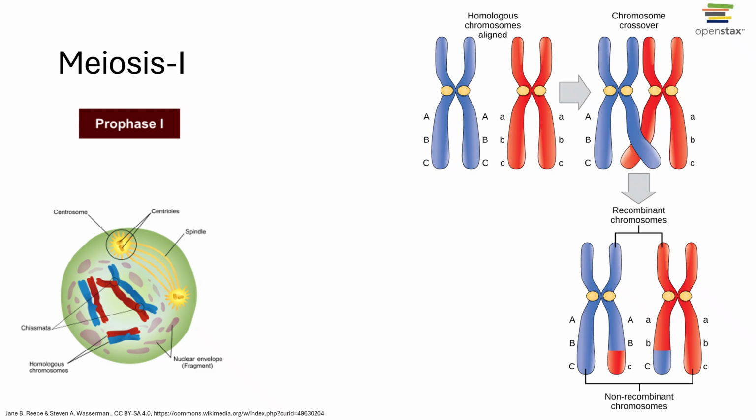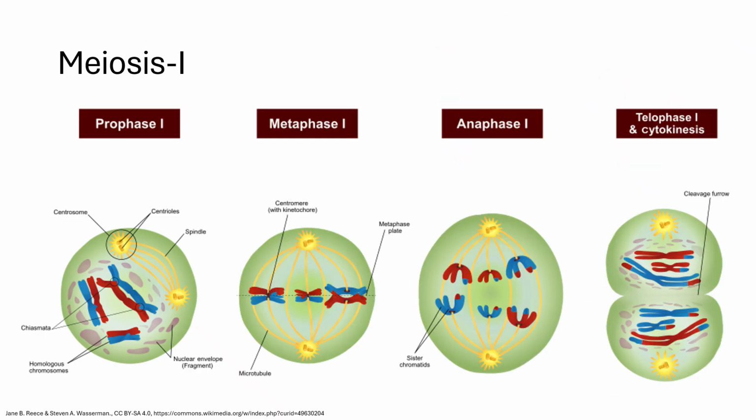During prophase I, homologous chromosomes pair together and crossing over occurs. During crossing over, homologous chromosomes exchange DNA segments. Then spindle fibers attach to chromosomes. During metaphase I, homologous chromosome pairs align at the midline. Next, during anaphase I, homologous chromosomes separate. Each chromosome still contains two sister chromatids.